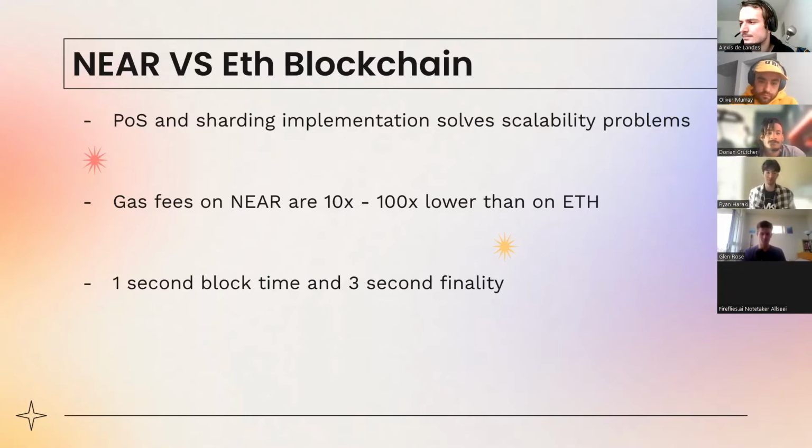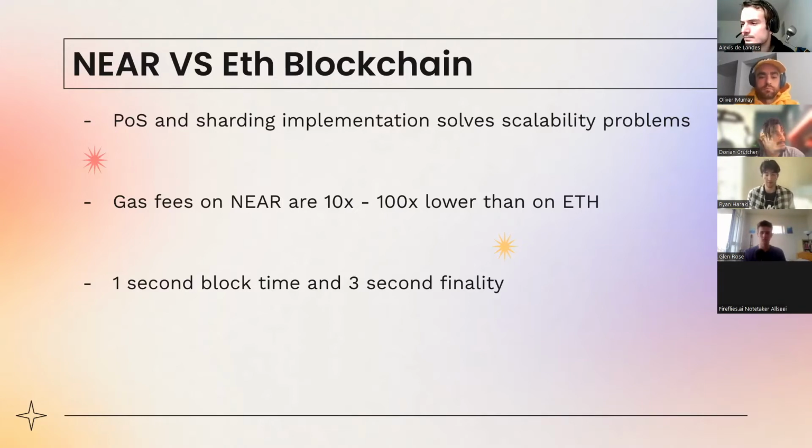Now, Near solves this problem because it's using proof of stake and something called sharding. Sharding is basically splitting the network up into a bunch of smaller pieces, which we refer to as shards. And this helps to solve the scalability problem. A few of the nice things that we get with solving these problems is that, first of all, gas fees are literally 10 to 100 times cheaper than Ethereum. So you're not going to have to pay like $80 just to do a transaction or put a new smart contract on the blockchain.